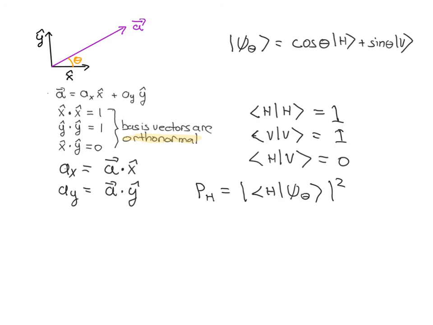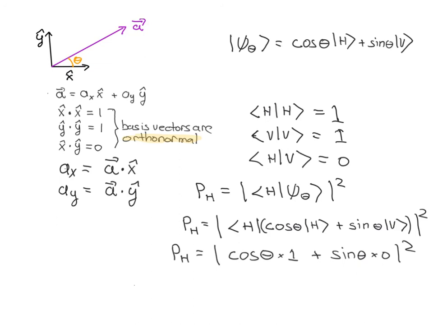So to see what I mean by this, let me write it out. I'm simply substituting in for psi sub theta this expression here. So plugging in that expression, this is the expression that I want to evaluate. And I'm going to take advantage of these orthogonality rules. The inner product of H with H is 1, but the inner product of H with V is 0. So the probability of measuring a photon on the horizontal channel, I get a cosine theta times 1 here, and a sine theta times 0. And so the probability of getting a measurement on the horizontal channel is the magnitude of cosine theta squared.